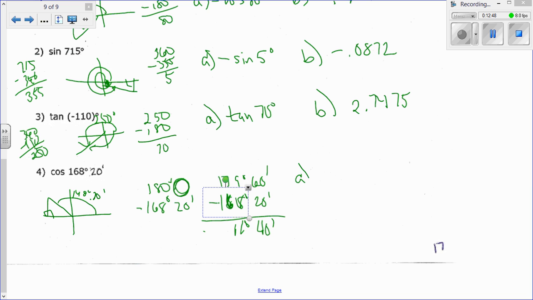So I'm in quadrant 2. That means cosine is negative. It's a negative cosine of 11 degrees 40 minutes. And when I put that into the calculator, I get negative 0.9793. Okay, reference angles are huge, so make sure you understand them.